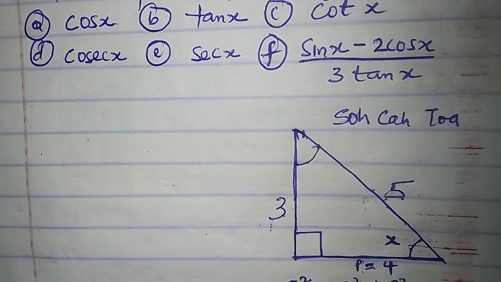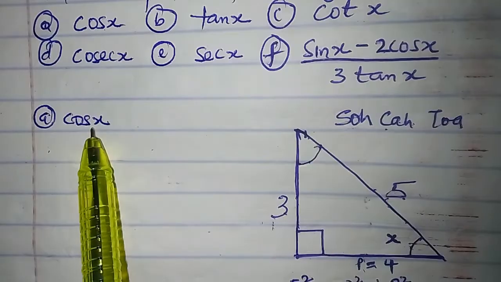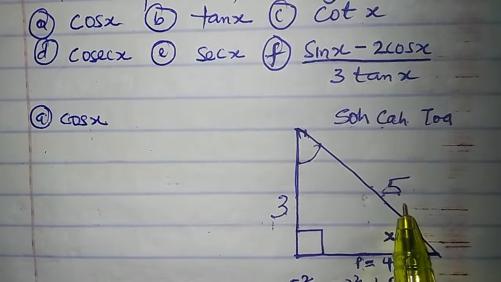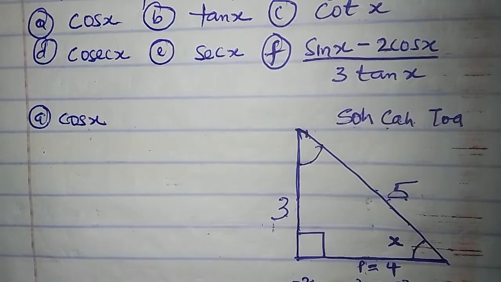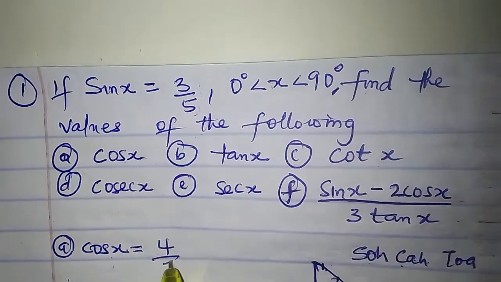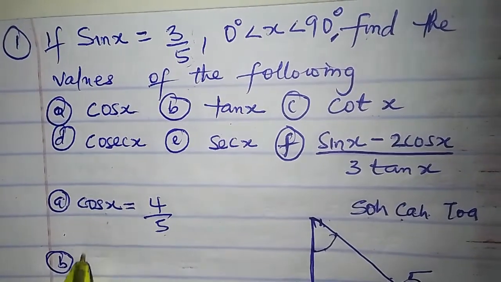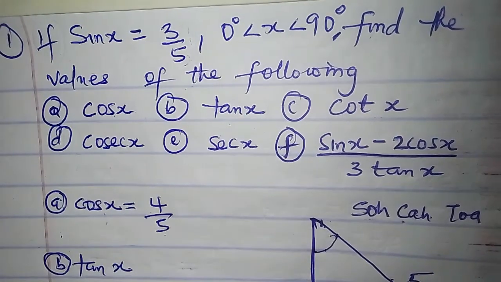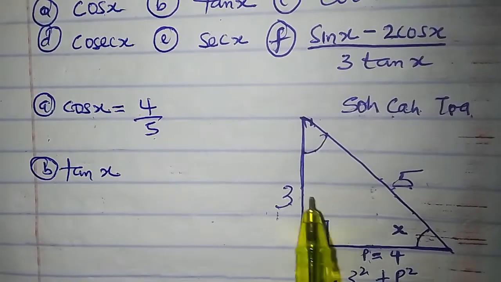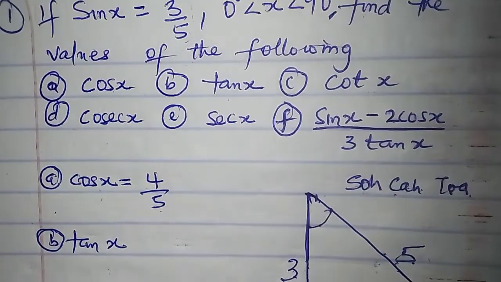Good. We can now determine what we are asked to find. Let's start with cos x. Cos is adjacent over hypotenuse. That's 4 over 5. So cos x is 4 over 5. Tan x. What is tan x? Tan is opposite over adjacent. 3 all over 4. So tan x is 3 over 4.